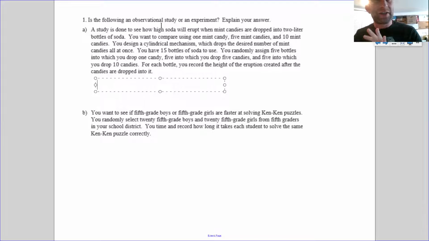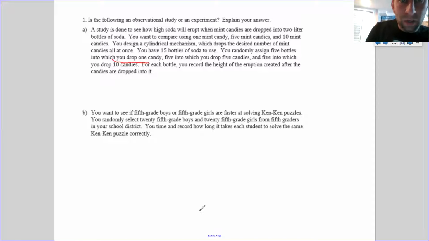A study is done to see how high soda will erupt when mint candies are dropped into a 2-liter bottle of soda. You want to compare using 1 mint, 5 mints, 10 mints. You design a cylindrical mechanism, and so on. You have 15 bottles of soda. You randomly assign 5 bottles into which you drop 1 candy. There it is right there. That's my answer.